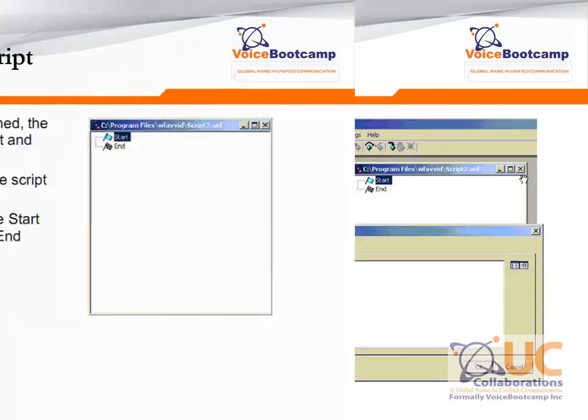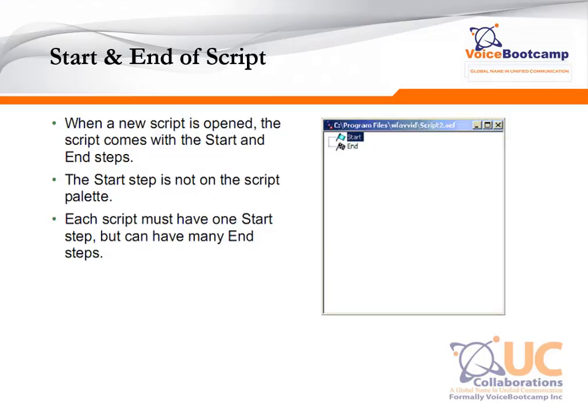Every script that you open has to start with a start and end. Immediately when you click on New Script, it will start with the start and end steps. The start step is not on the script palette, so you cannot add, remove, or delete start options. The only way to add a start is to create a new script. Whereas every script can have more than one end step. For example, there are cases where you may need to end a script early. In that case, you can drag and drop end steps into that logic.